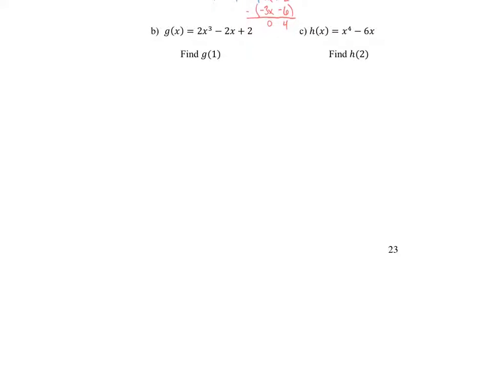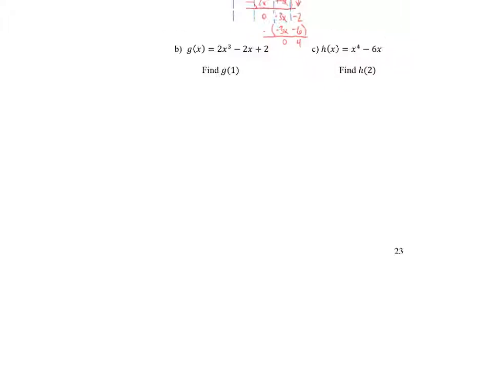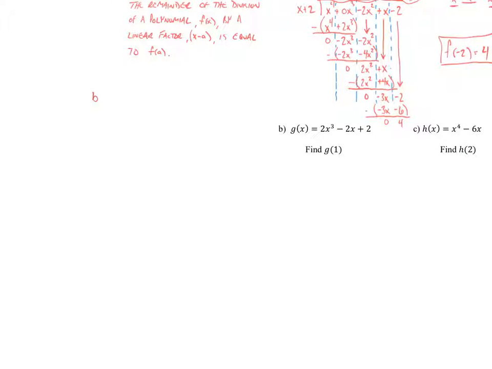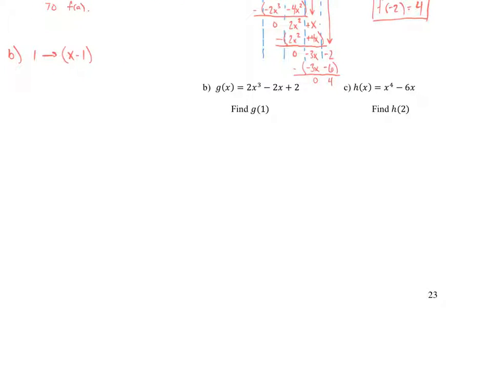Same thing. Now you've got g of x, and you want to evaluate it for g of 1. So we're going to take 1 for B, just a note. I'm going to take 1 and turn it into a linear factor, x minus 1. So that's what I'm going to divide by. Okay, so I want to do 2x cubed plus 0x squared minus 2x plus 2 divided by x minus 1. All right, I'm going to put in my dotted lines. And now I'm going to run through it the first time here.